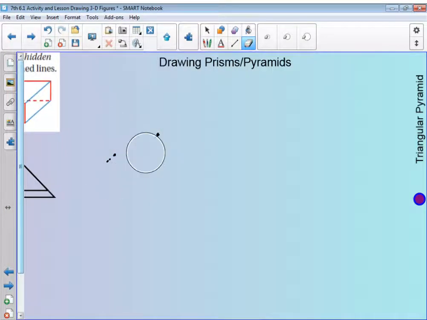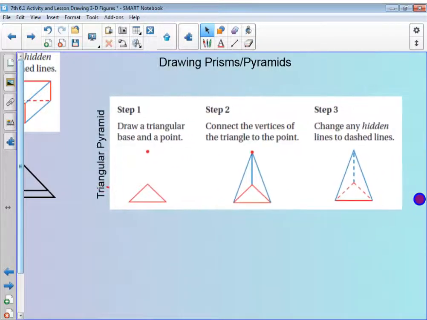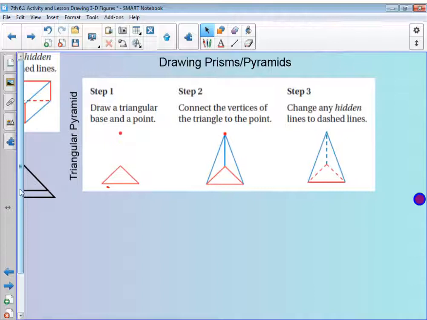When we draw a pyramid, we actually have a point, correct? So when we draw a pyramid, whether it's triangular or rectangular, we're going to draw that base first. Then we put a point up above it. Then we connect each of the vertices, or corners, of our base to that point. And then, if we wish, we can change any of our hidden lines into dashed lines, which I told you I'm not very good at.